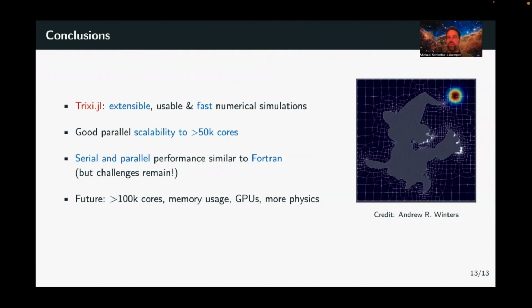The serial and parallel performance is similar to Fortran, so there's no reason to not use Julia for these kind of workloads. Although there is a small caveat, there are still some challenges, for example, the startup latency, but there are ways to work around it.